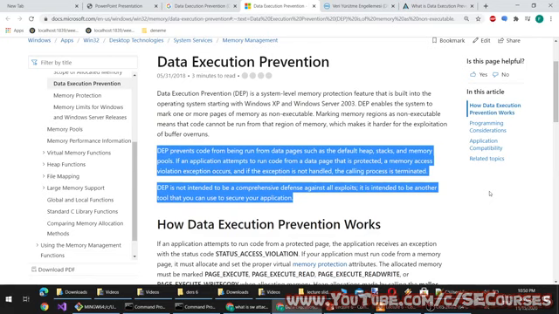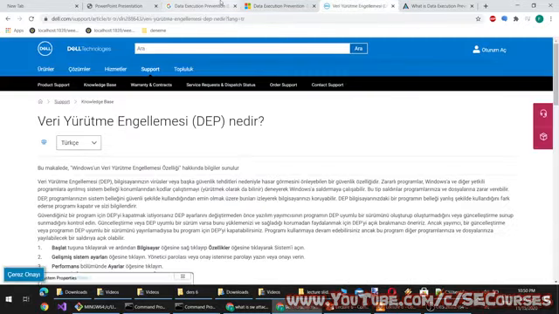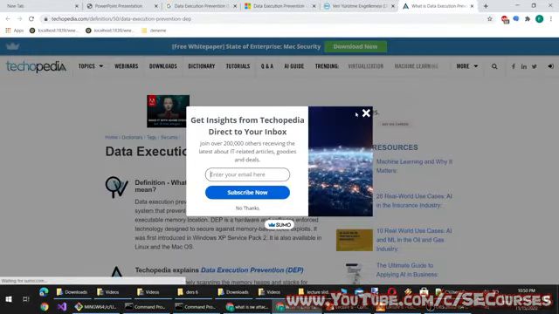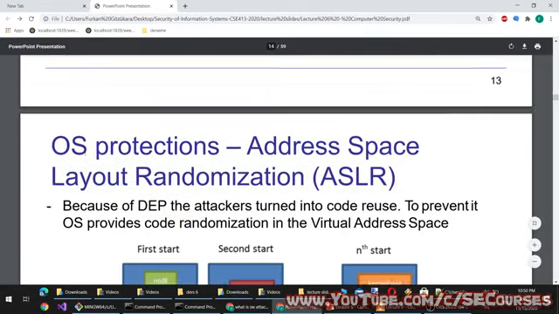DEP prevents code from being run from data pages such as the default heap, stacks, and memory pools. If an application attempts to run code from a data page that is protected, a memory access violation exception occurs, and if the exception is not handled, the calling process is terminated. DEP is not intended to be a comprehensive defense against all exploits. It is intended to be another tool that you can use to secure your application. I think we have enough idea about DEP now.